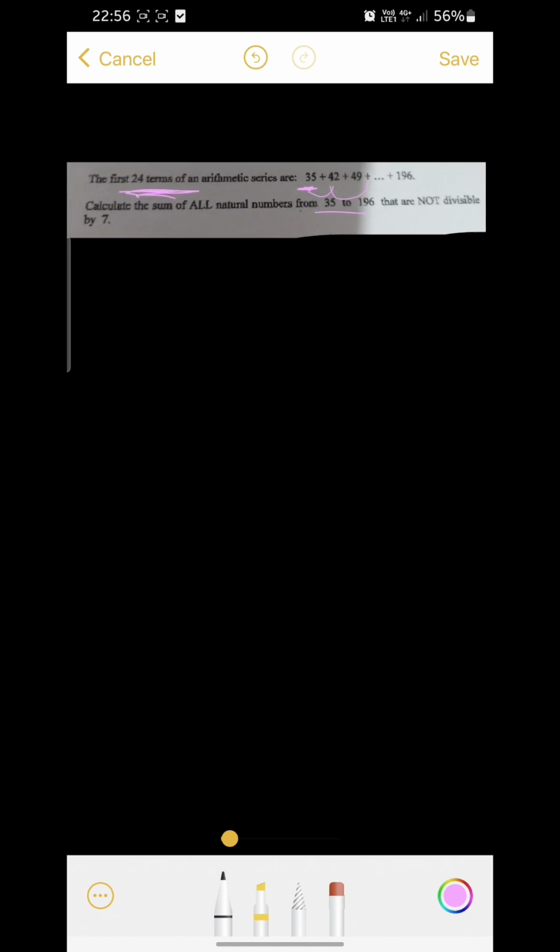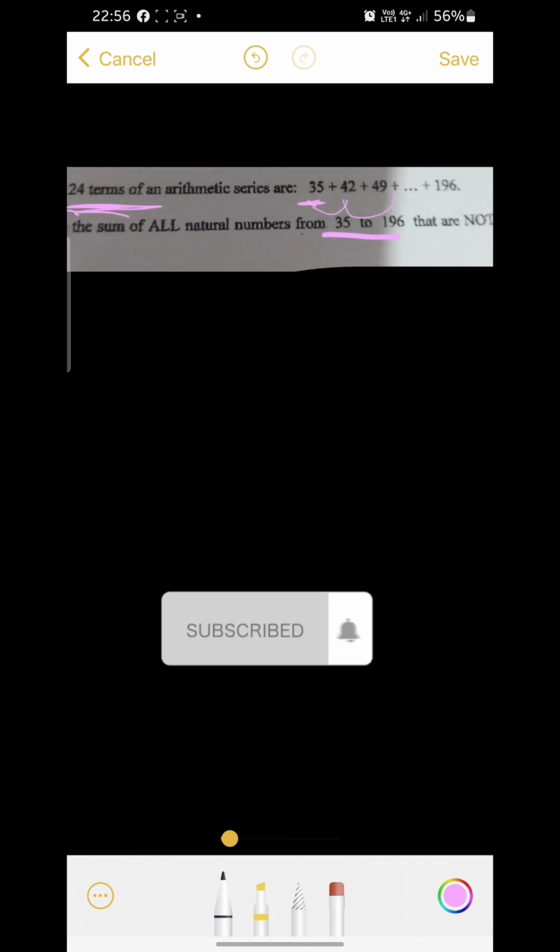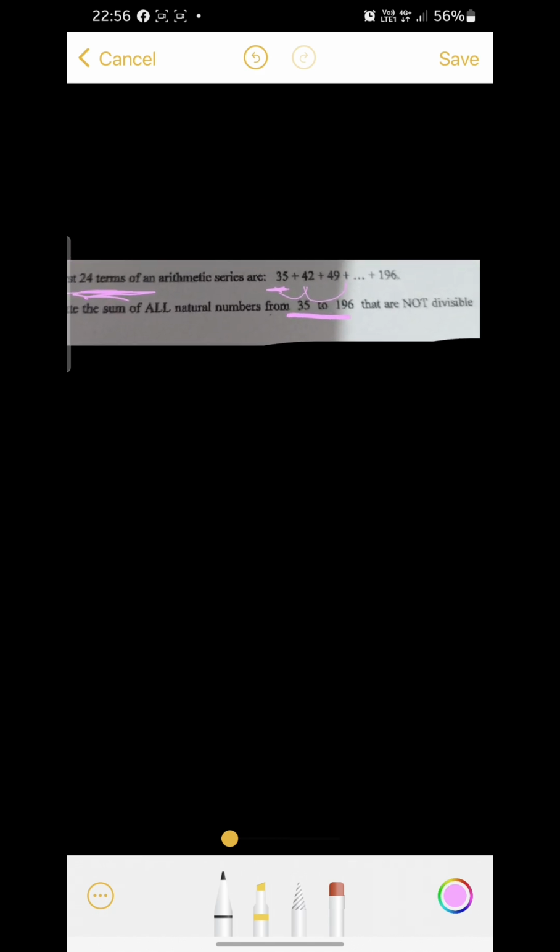This is the first 24 terms of an arithmetic series, 35, 42, 49, up until 196. And then it says calculate the sum of all natural numbers from 35 to 196 that are not divisible by 7, right? So what they want us to do is calculate the sum of all natural numbers from 35 to 196, and then subtract those that are divisible by 7. And those that are divisible by 7 are given to us.